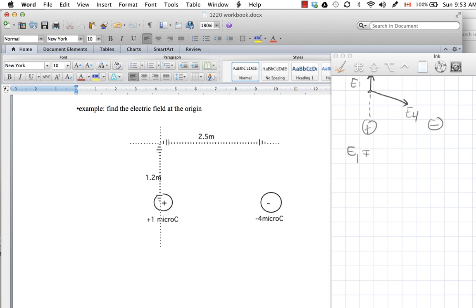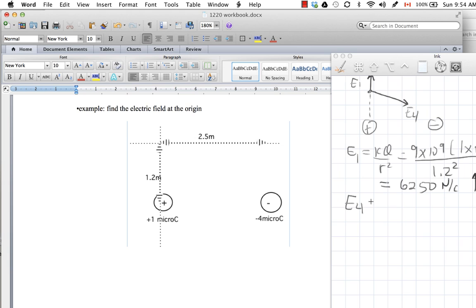The electric field 1 is kQ over r squared. That's 9 times 10 to the 9, it's a 1 microcoulomb charge, 1 times 10 to the minus 6, and the distance is given as 1.2 meters. So if we compute that, we find it's 6250 newtons per coulomb, and it's straight up in the positive j direction. Now, for the field of the minus 4 microcoulomb, it's again going to be kQ over r squared.